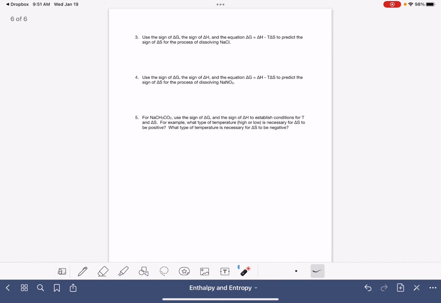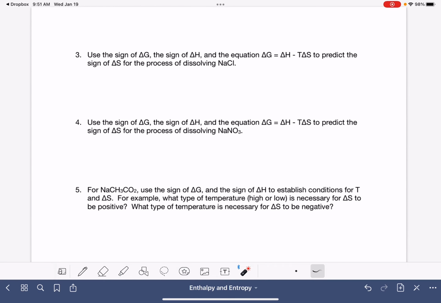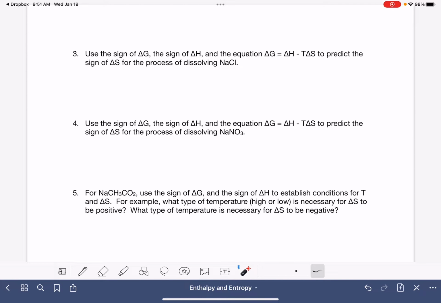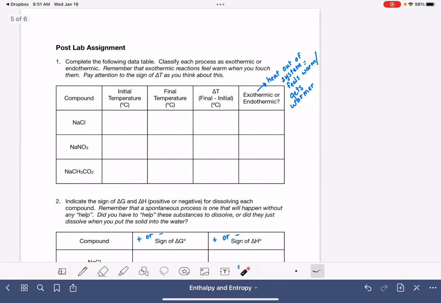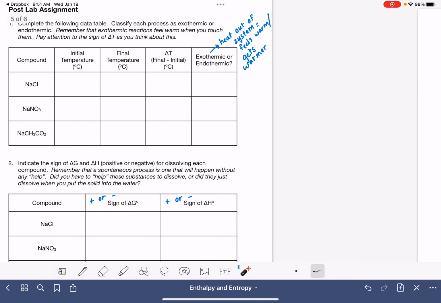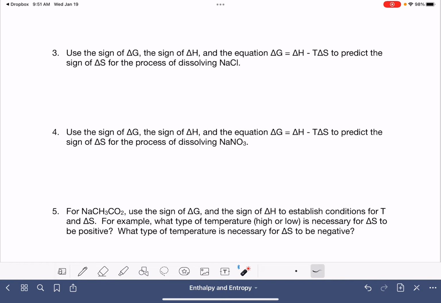Now, when you get that last data table figured out, you're going to go to the next page to answer a question about each one of the 3 different solids. For the first one, we're focusing on NaCl, and it says use the sign of delta G and the sign of delta H. This would be what you predicted in this data table right here. Use those signs and also use this equation to predict the sign of delta S for the process of dissolving NaCl.